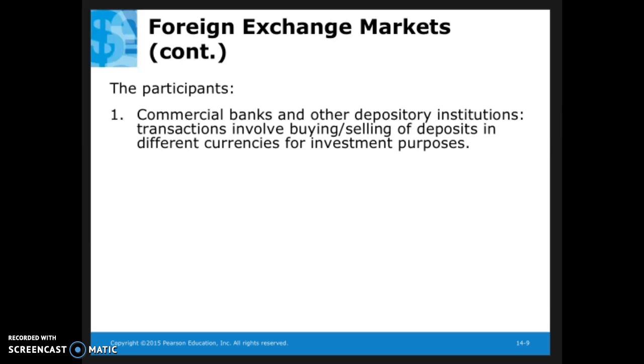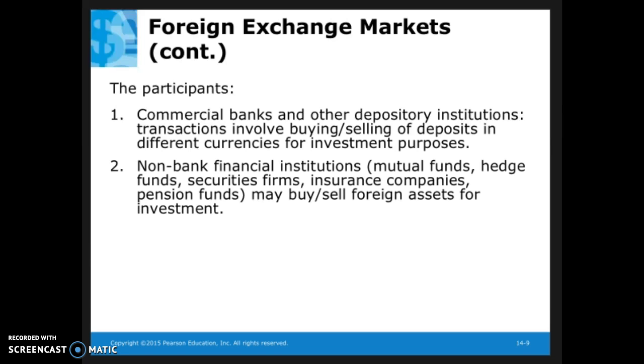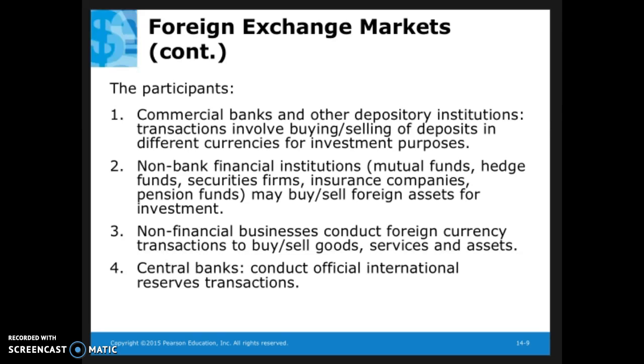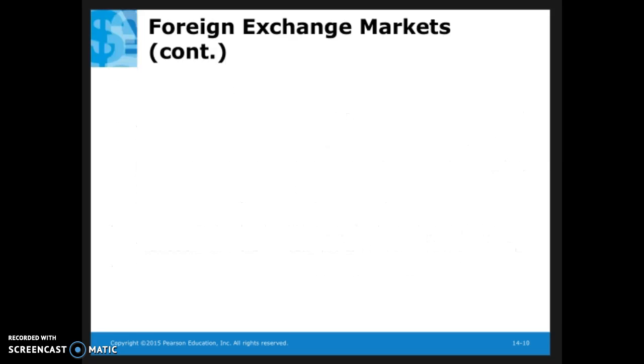Most of the participants, the first is commercial banks or depository institutions. They use these for investment purposes. Non-bank financial institutions like hedge funds, security firms, and insurance companies buy and sell foreign assets to diversify their portfolios. Nonfinancial businesses conduct foreign currency transactions so they can move their goods around and sell and buy their assets and services. And central banks conduct official international reserve transactions.